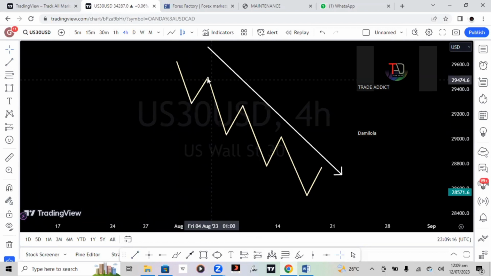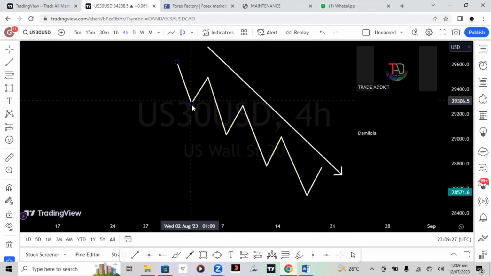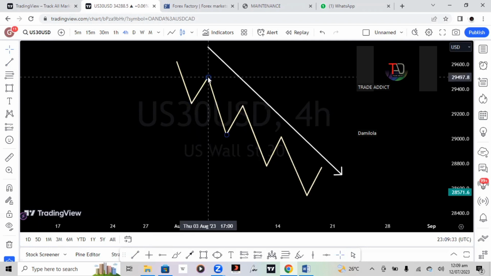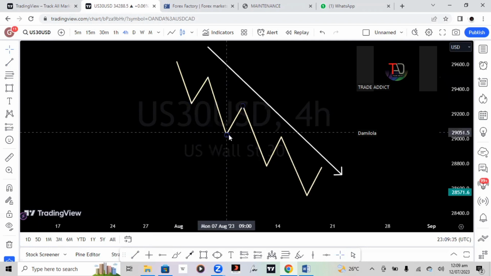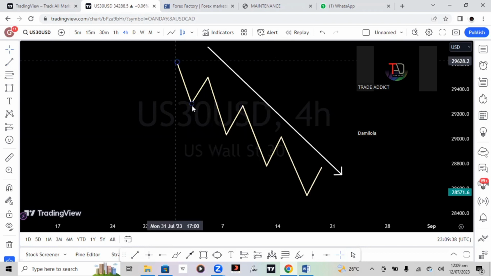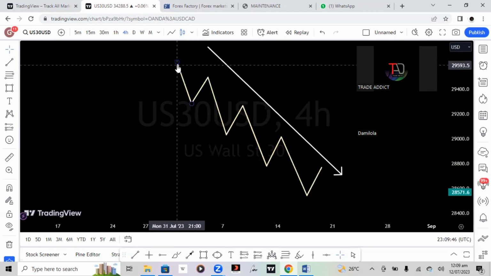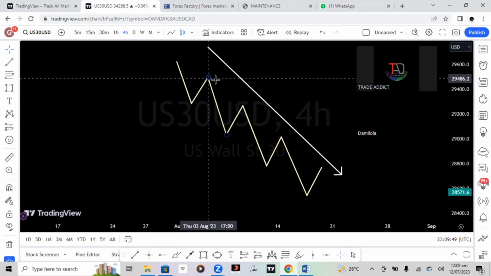I mean, this is called high. This is called low. This is called lower high. Sorry, this is called lower high. This is called lower low. I hope you understand. This is called high. This is called low. This is called lower high because this high is lower than the previous high. So that is why it's called lower high. Or do you want me to label it? Let me put it there.